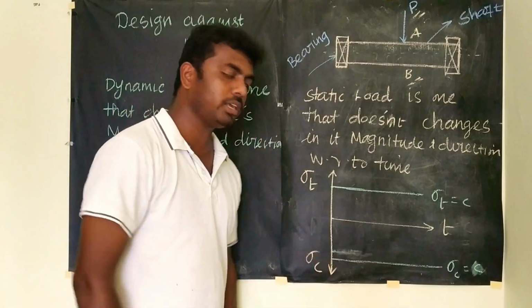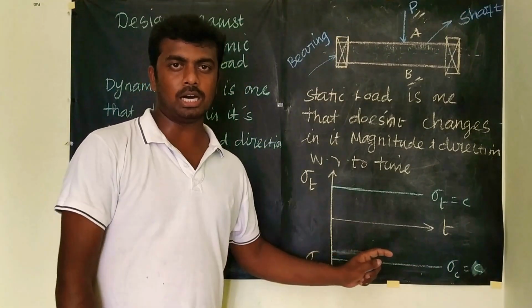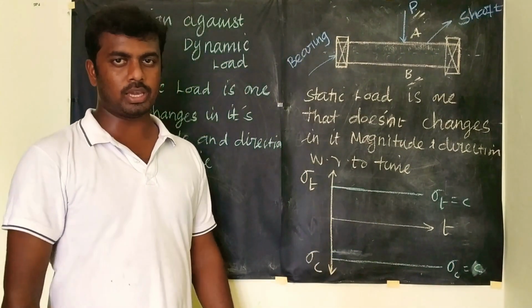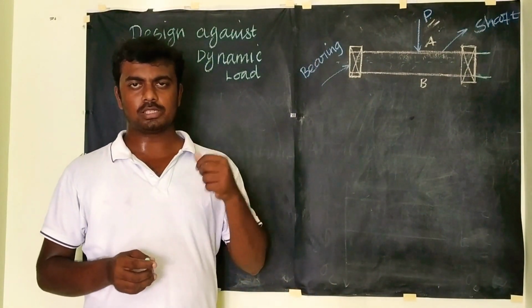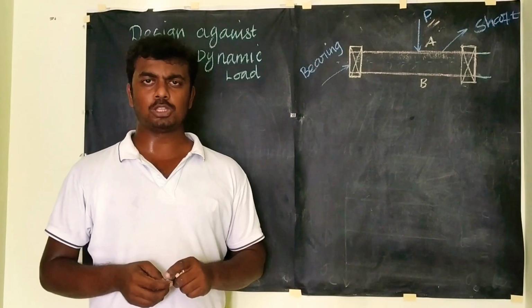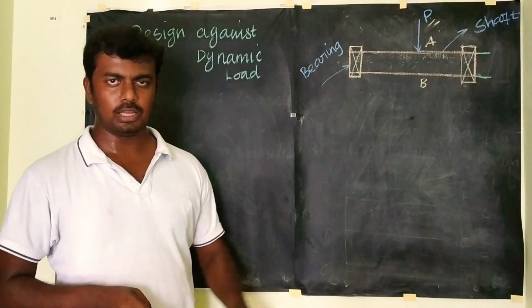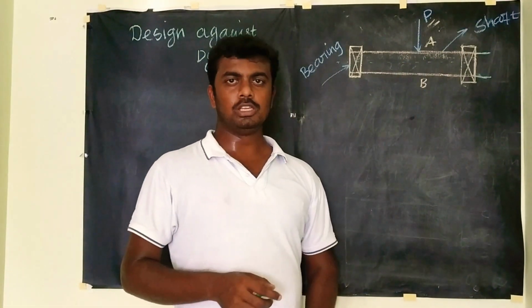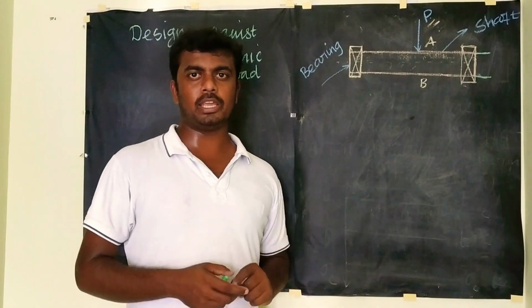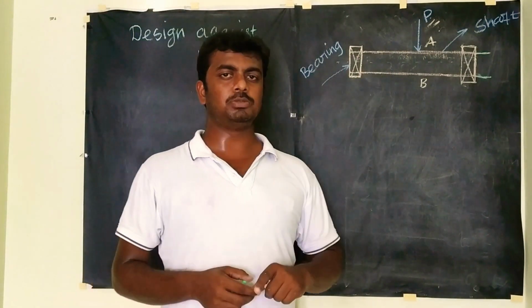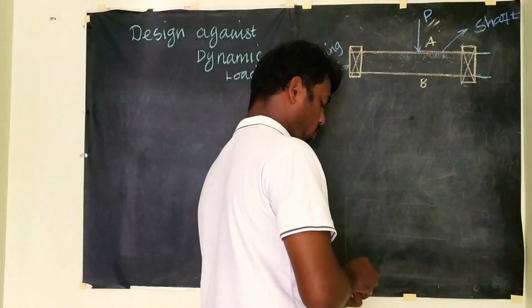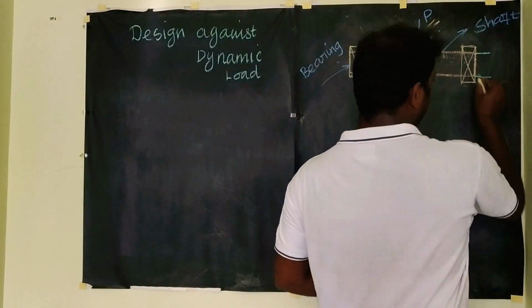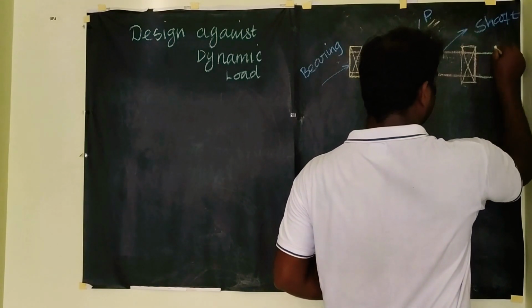Similarly, we will construct the graph for dynamic loading. Dynamic loading is explained with one simple example. Let me take one shaft. This shaft is mounted on two bearings and is subjected to one transverse load. Then this shaft is coupled with one motor.